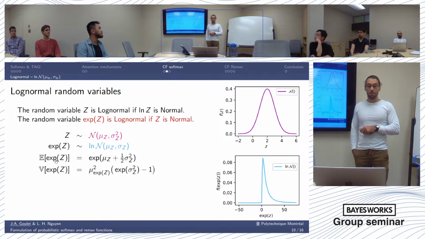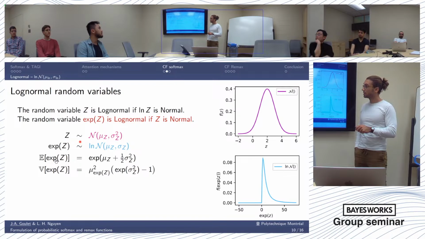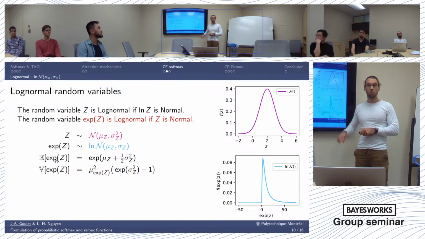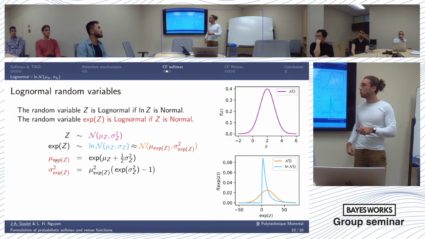Okay? Now, I can compute the expected value of z, but this is not what I want. I want to compute the expected value of exponential of z. And I can do this using this closed form function. I can calculate the variance for exponential of z using this closed form function. Okay? To simplify the notation, instead of using capital E and V, I'm going to use mu of exponential of z and sigma square of exponential of z.